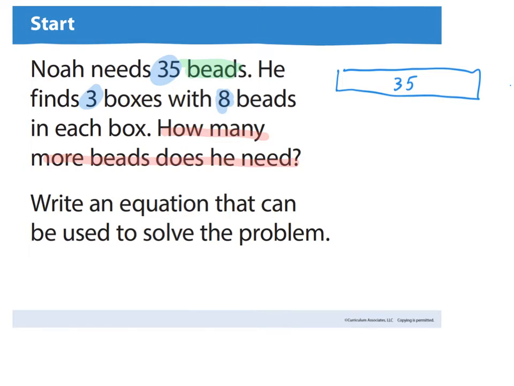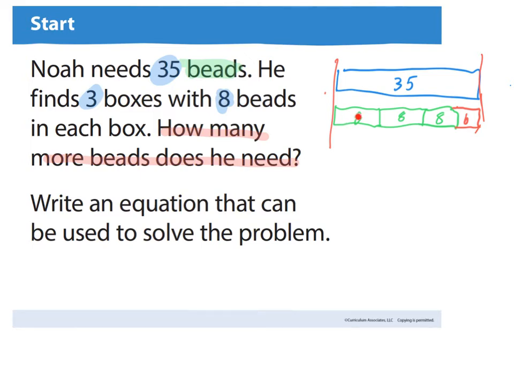We know that he's got 3 boxes of beads already. Great, good for him. He's got these 3 boxes, and each box has 8 beads in there. Great, we're doing well. So what we're looking for is this difference. How much is going to make this up? So if both these bar models are the same, what number goes here? We'll call this letter B for beads. We're trying to find what is B. What is this amount?